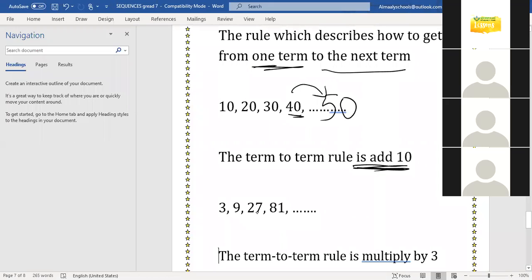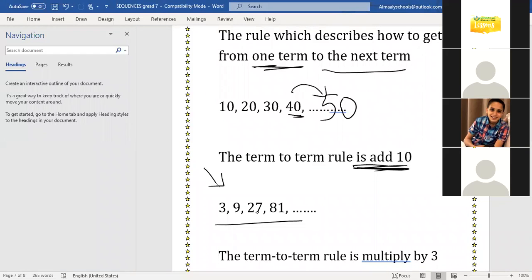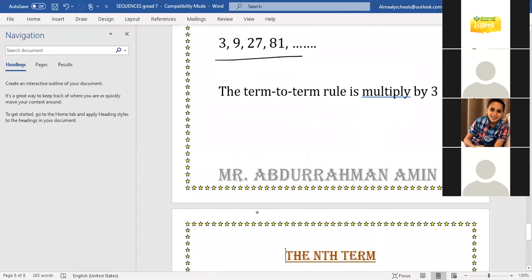Now, who can find the term to term rule in this sequence? Multiply by 3. Excellent. 3 multiplied by 3 equals 9. 9 multiplied by 3 equals 27. 27 multiplied by 3 equals 81. So the term to term rule is multiply by 3.